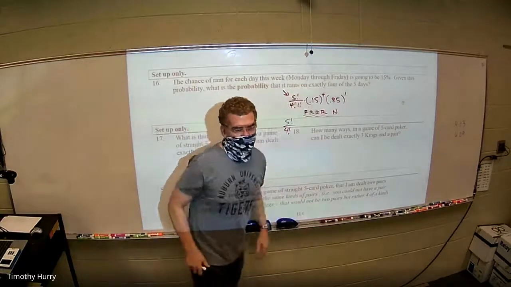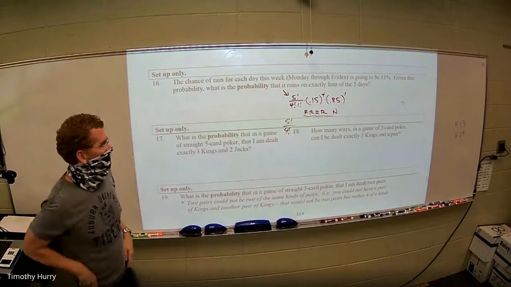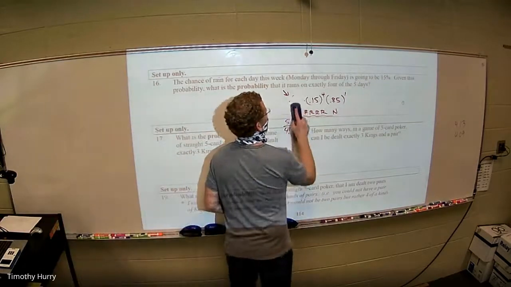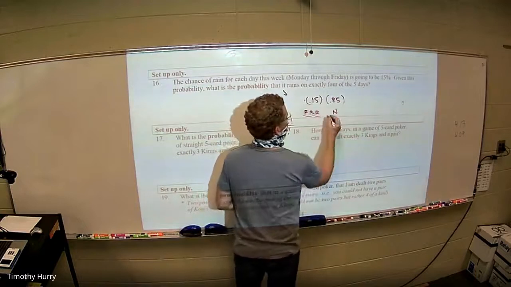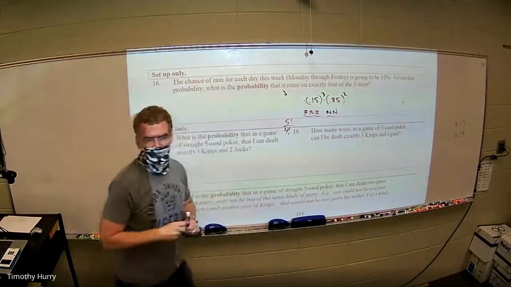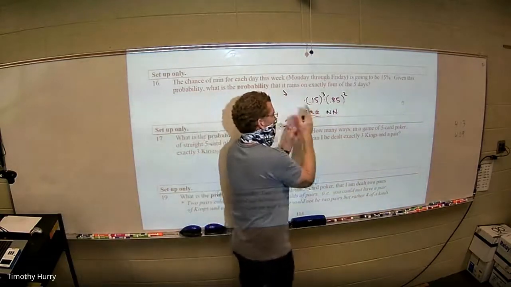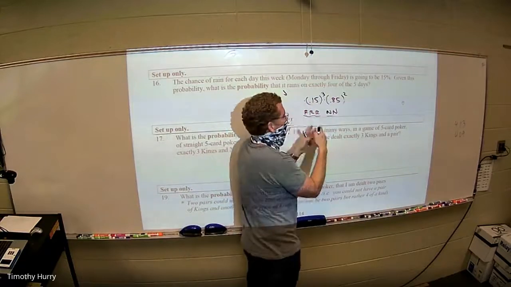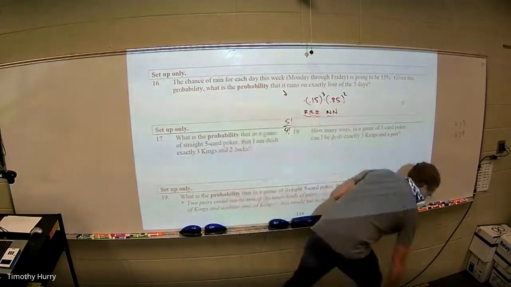So like if it asked for like the first 3 days of the week and then the others were like not rain, then I wouldn't have to do that. You would not do that. If I said it rains on the first 3 and doesn't on the next 2, you stop right there. Because that literally just calculated 0.15 on Monday, 0.15 on Tuesday, or whatever day, 0.15, then 0.85, then 0.85. In that order, that would be the probability that it happens.